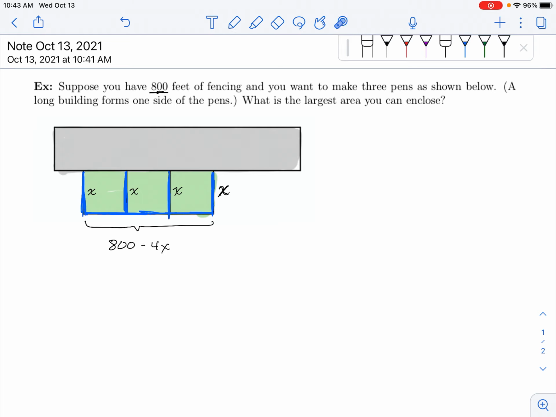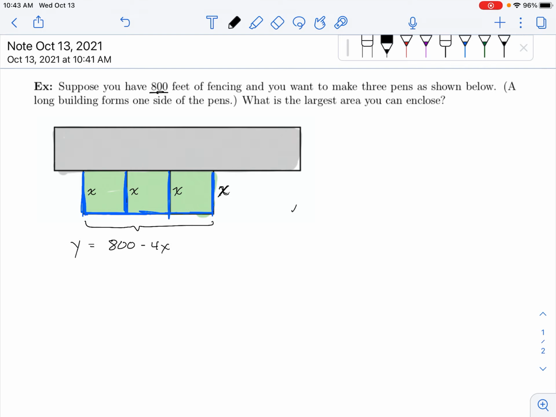Now, if we had to also fence across here, we'd have to divide that in 2 so we could use half of it here and half of it there. But since we're using a building here, and in your problem a stream for one of the sides, we don't need to do that. So once we use up X feet of fencing along each of these, there's 800 minus 4X left. I think your problem calls this Y, but we don't really need to call it Y.